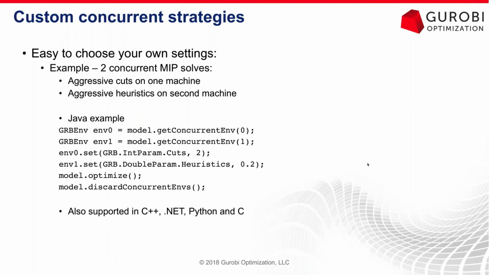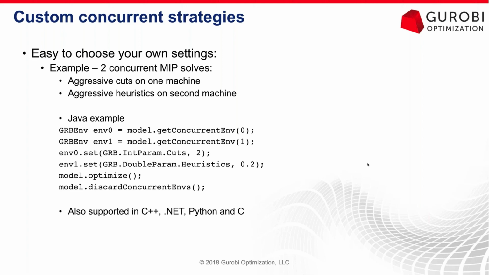So what if you don't want to use the default strategy? You can use a custom strategy for concurrent MIP. So for example, what if I want to try different, and actually that's not just for MIP, that's also true for LP, but it tends to be used more often for MIP. Let's say I want to try two different computers with very different parameters. So instead of just using those tie-breaking parameters, let's say I want to give one computer a parameter of aggressive cuts and the second computer a parameter with aggressive heuristics. So I could do this in just a few lines of code.